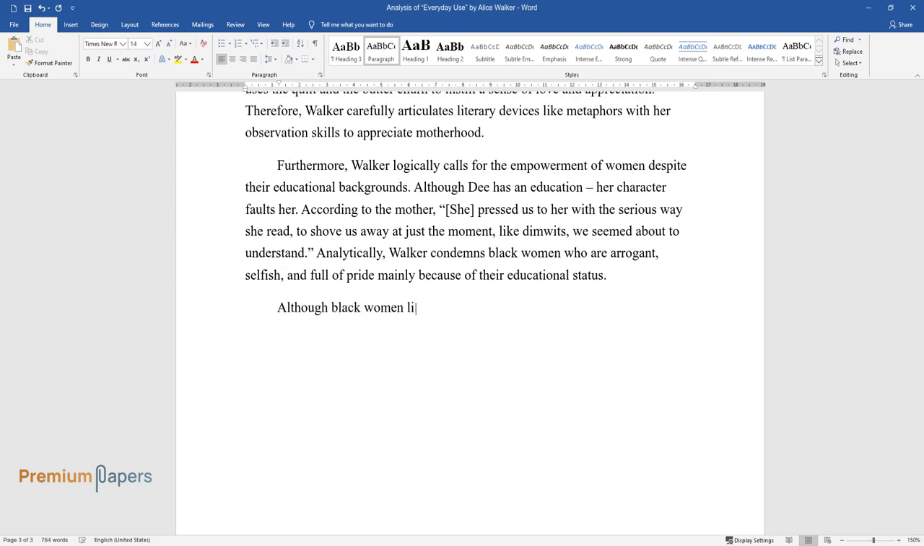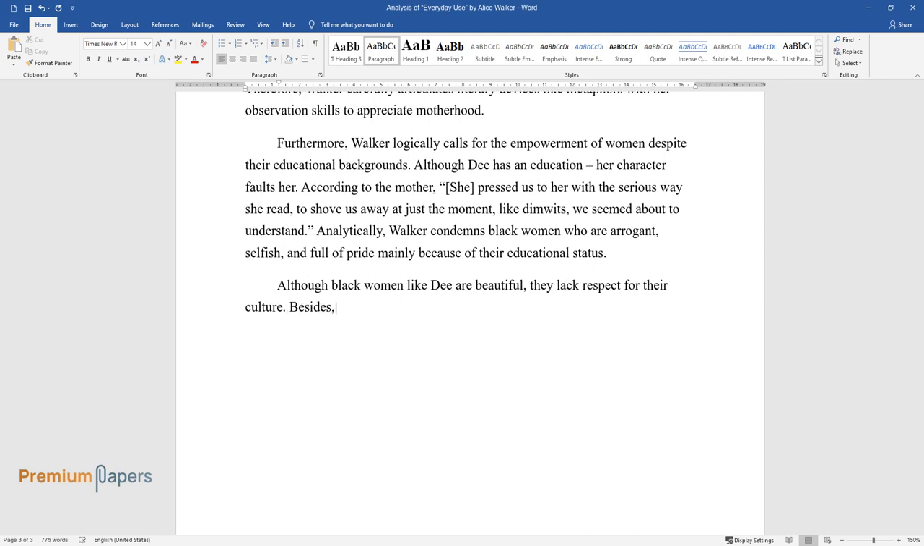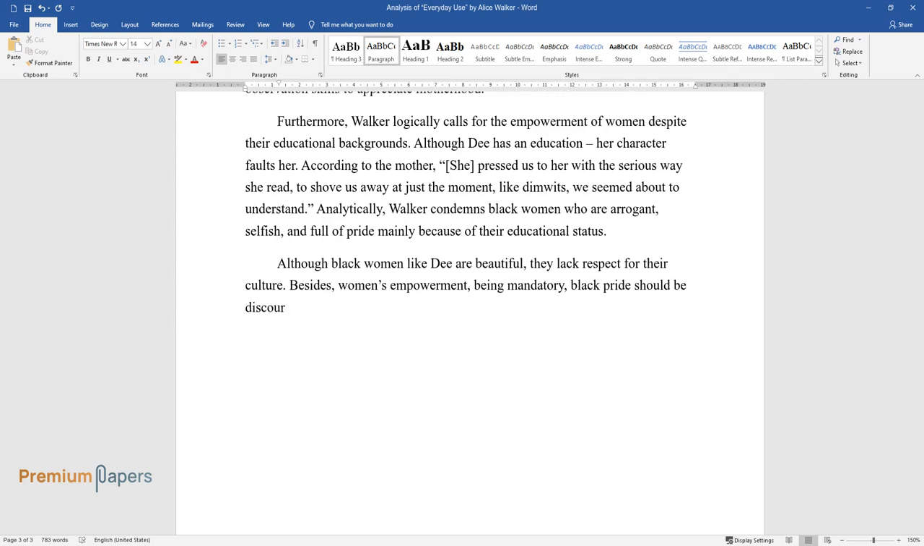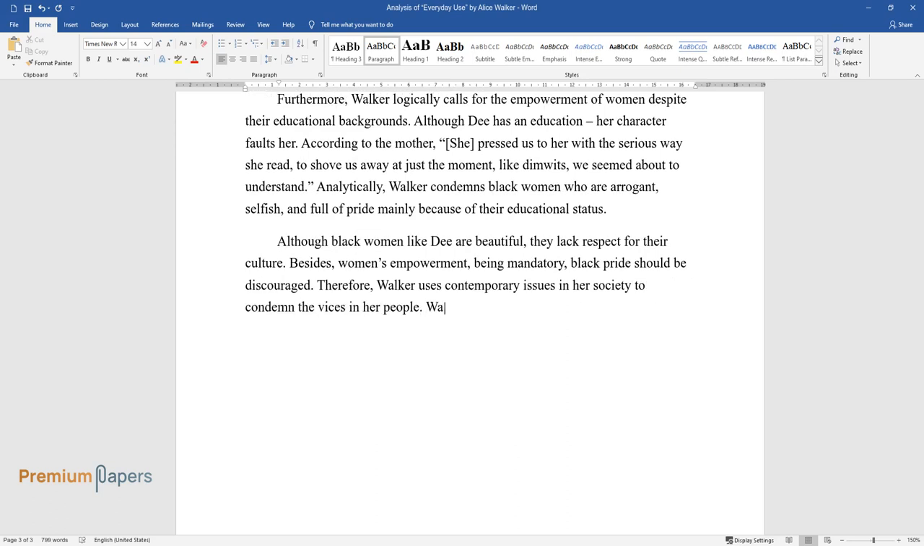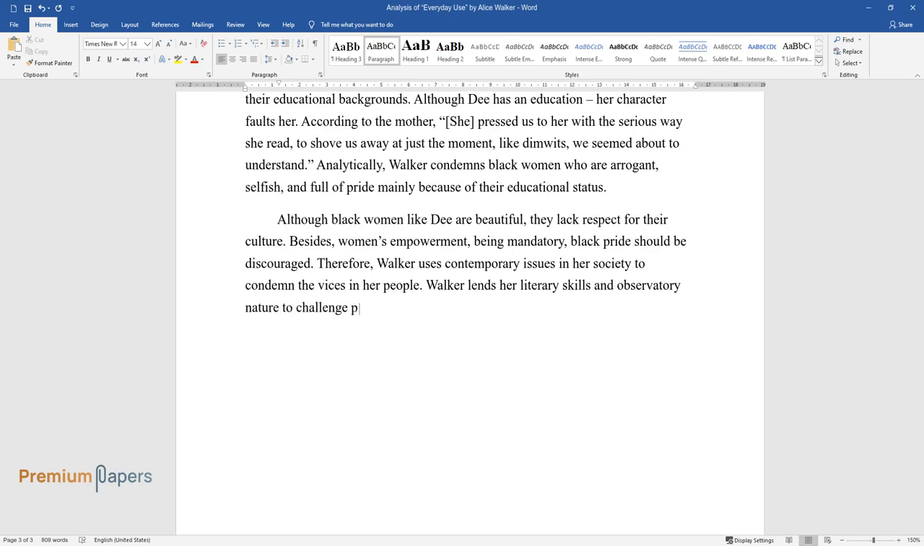Although Black women like Dee are beautiful, they lack respect for their culture. Besides, women's empowerment being mandatory, Black pride should be discouraged. Therefore, Walker uses contemporary issues in her society to condemn the vices in her people. Walker lends her literary skills and observatory nature to challenge pride in Black people.